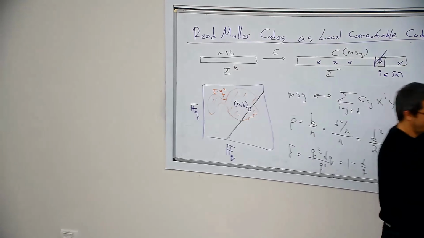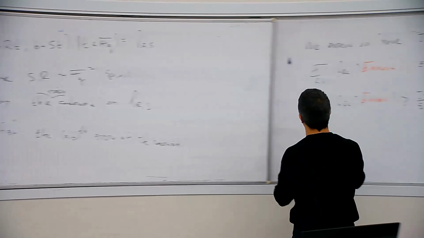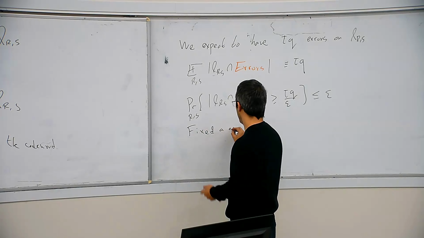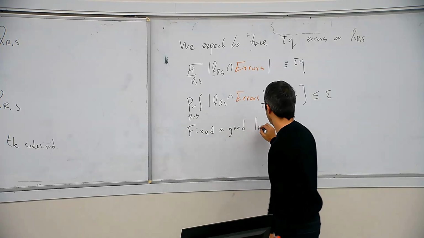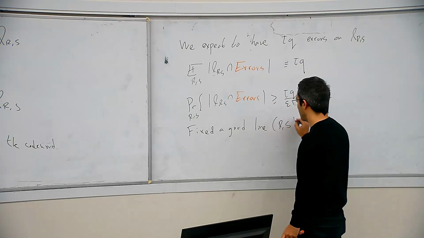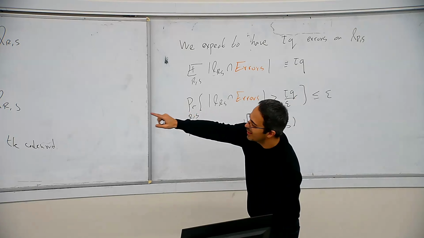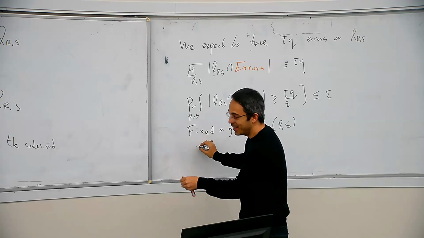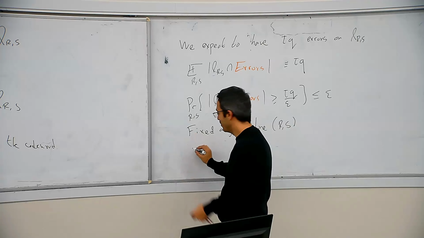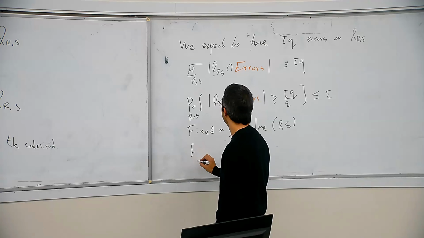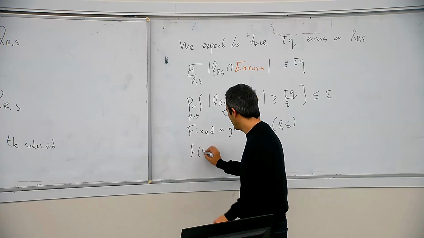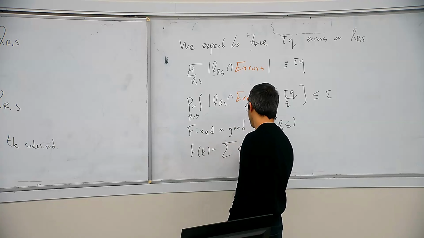R and S are fixed, right? Fixed, a good line. I mean, with good probability, I got a good line. Namely, I'm fixing R and S. And when I take my polynomial and I restrict it to the line, I get a polynomial in T. So let's call it F. It depends on R and S and so on, A and B, but F of T is really this polynomial.